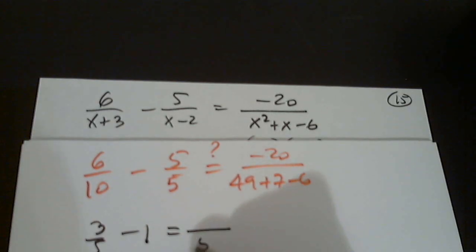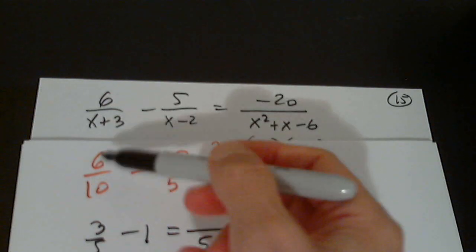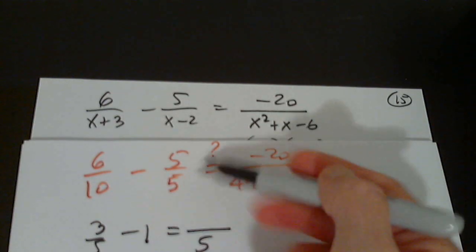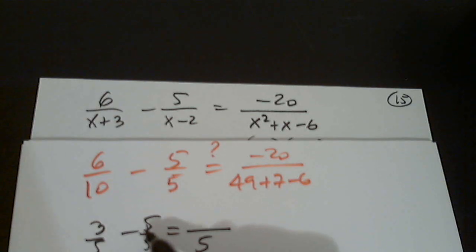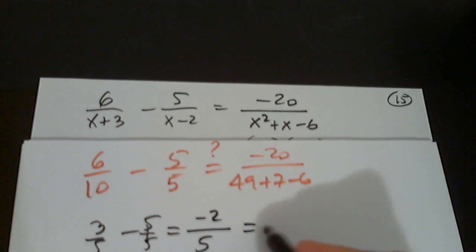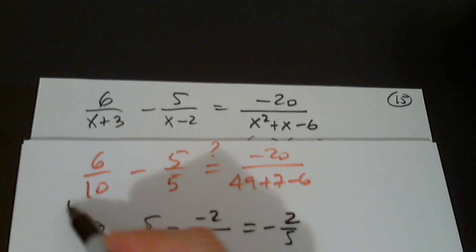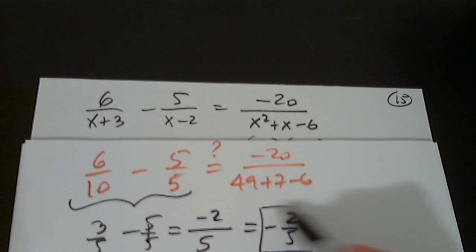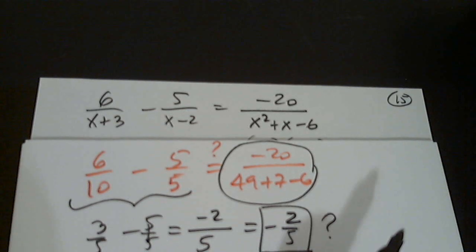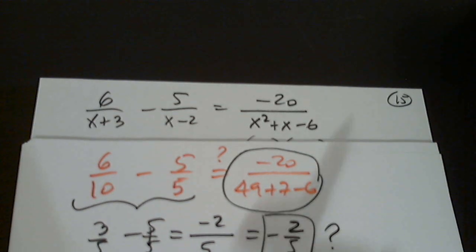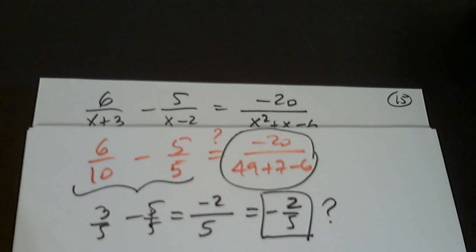The least common denominator is 5, or maybe I shouldn't have done it. We should just simplify and not write 5. So this is 5 over 5, same thing. So 3 minus 5 is negative 2. So the left-hand side is negative 2/5. When I simplify this, if I do not get negative 2/5, 7 is no good.